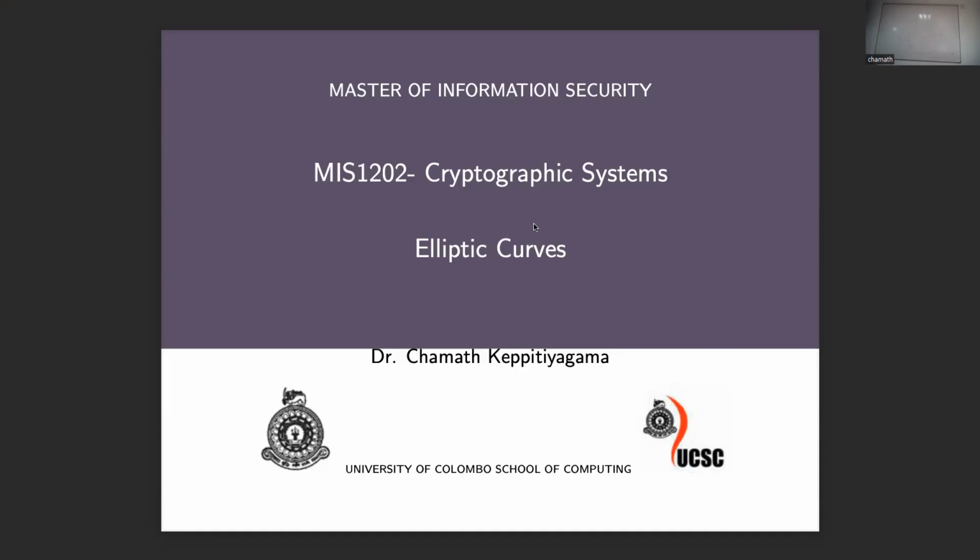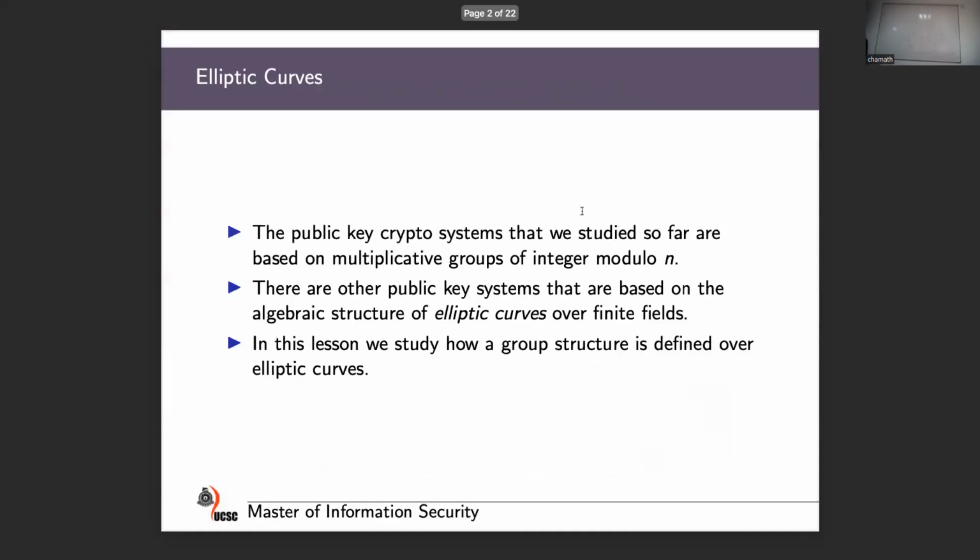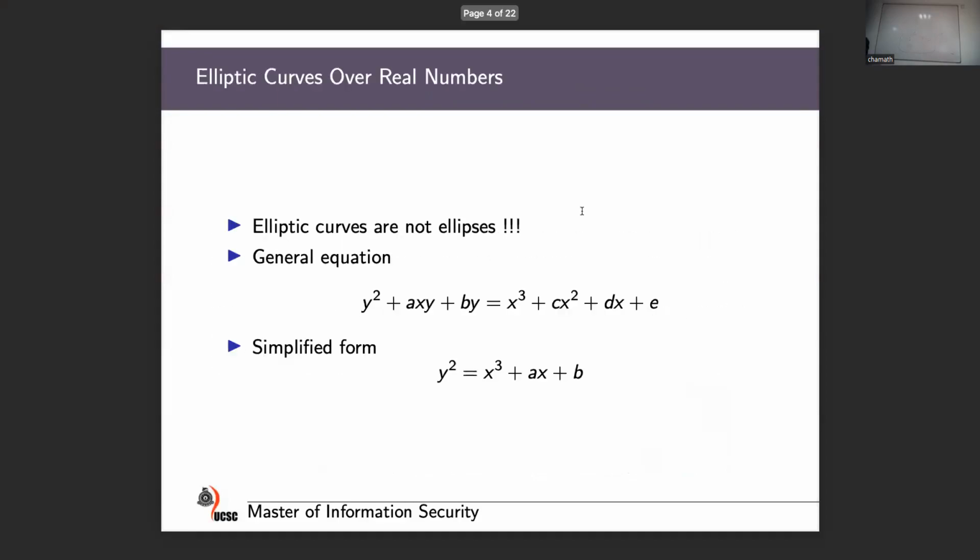So last time we looked at elliptic curves, right? Elliptic curves are curves of this form, but the general form is the top one. But we will mostly use the simplified form. y squared is equal to x cubed plus ax plus b. We are going to use this simplified form. If we use these two parameters, then the curve is fully defined.